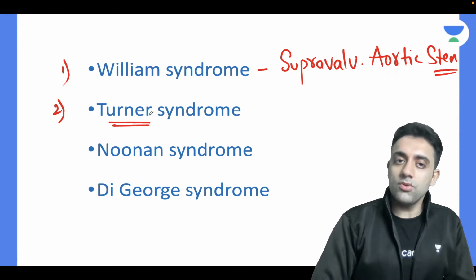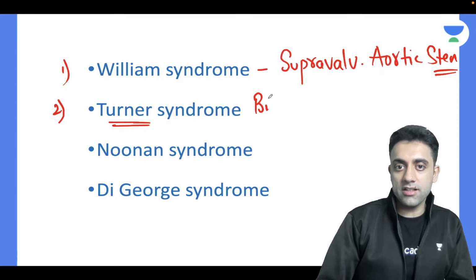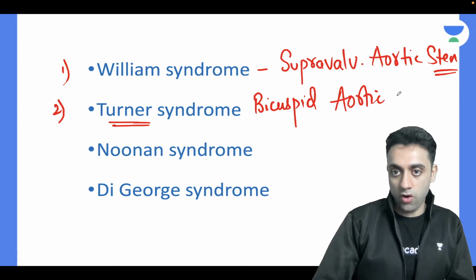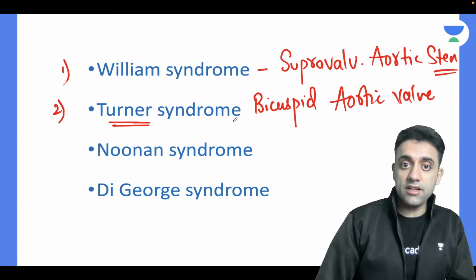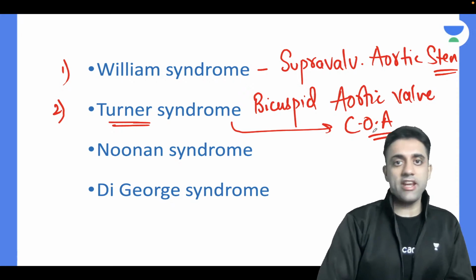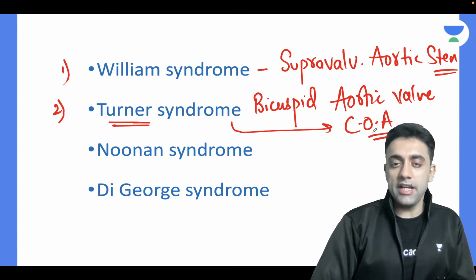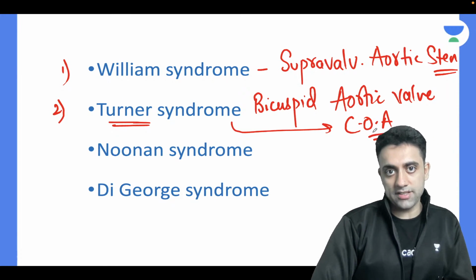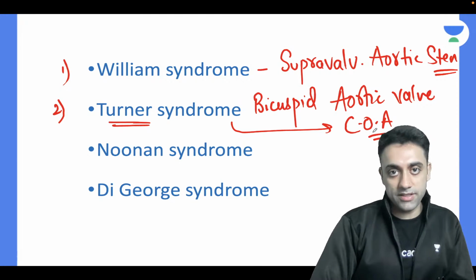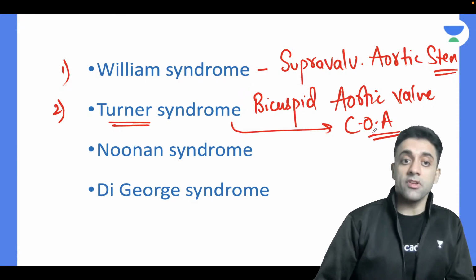The most common congenital heart defect in Turner syndrome is bicuspid aortic valve, and the most common cause of death in Turner syndrome is coarctation of aorta. Now, these are 6-7 MCQs, PG entrance questions. Let's finish them. The most common congenital heart defect in Williams syndrome is supravalvular aortic stenosis. In Turner syndrome, it is bicuspid aortic valve, and the most common cause of death is coarctation of aorta.